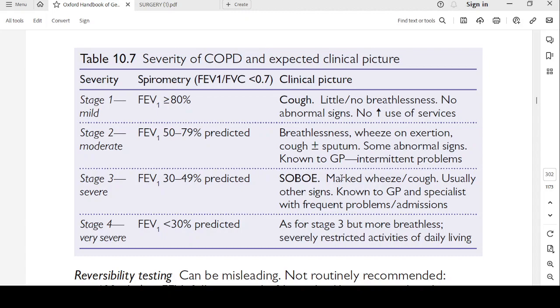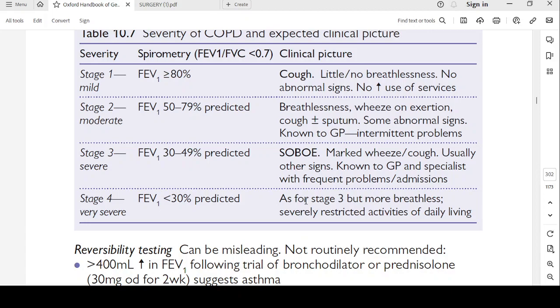SOBOE, marked wheeze or cough is present, and usually other signs are there, known to GP and specialists with frequent problems and admissions. Stage 4: FEV1 less than 30% of predicted, very severe. As for stage 3, but more breathlessness, severely restricted activities of daily living.